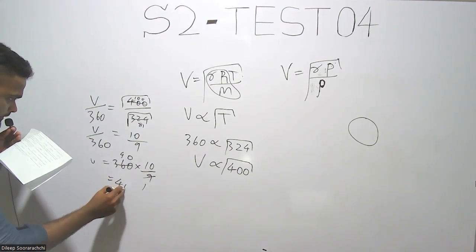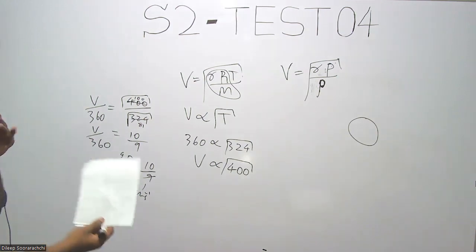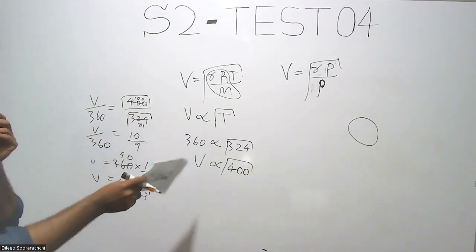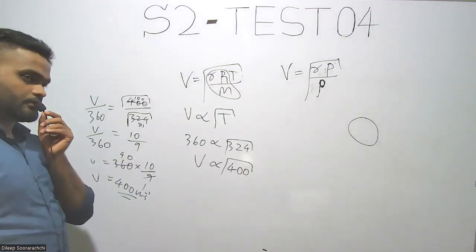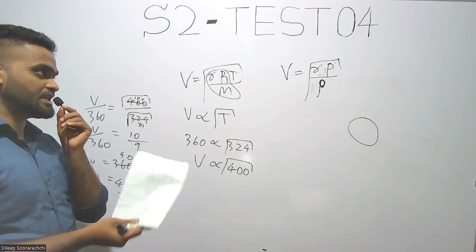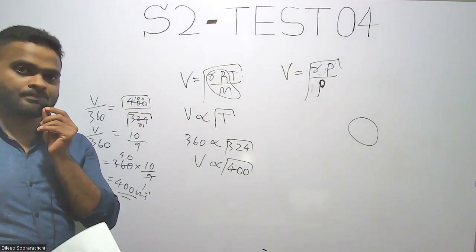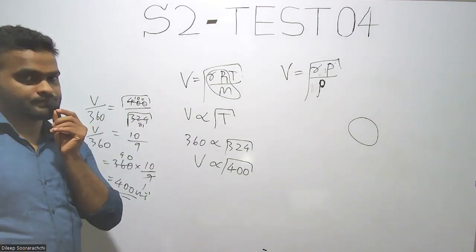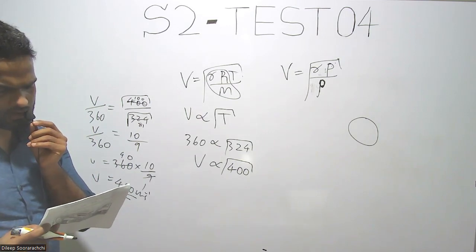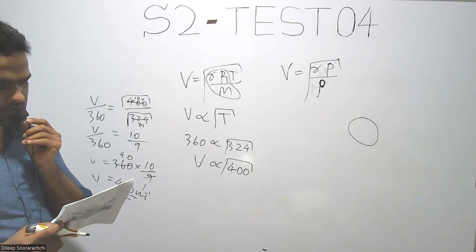So the velocity is 400 meters per second. This is the velocity of sound at 400 Kelvin. Remember, we didn't get a quantity for pressure. We neglected the pressure because we know that by changing the pressure of a gas sample, we cannot change the velocity of sound. So the answer for the sixth question should be the fourth one.